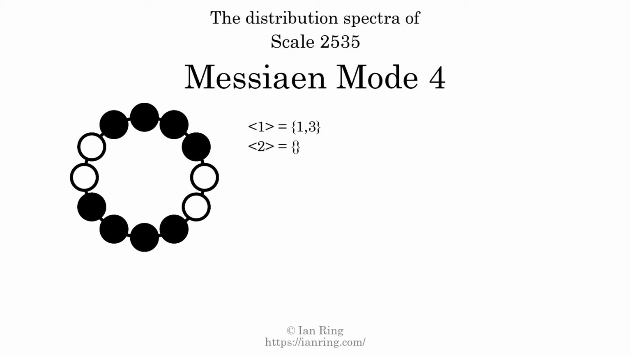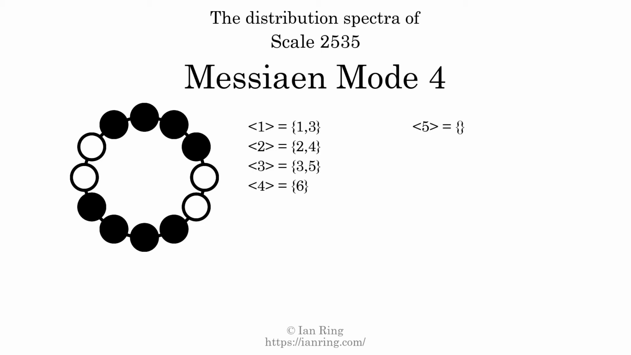The generic interval of 2 scale steps comes in 2 different specific interval sizes: 2 semitones and 4 semitones. The spectrum width of this generic interval is 2. The generic interval of 3 scale steps comes in 2 different specific interval sizes: 3 semitones and 5 semitones. The spectrum width of this generic interval is 2. The generic interval of 4 scale steps has just one specific interval size, 6 semitones. The spectrum width of this generic interval is 0.